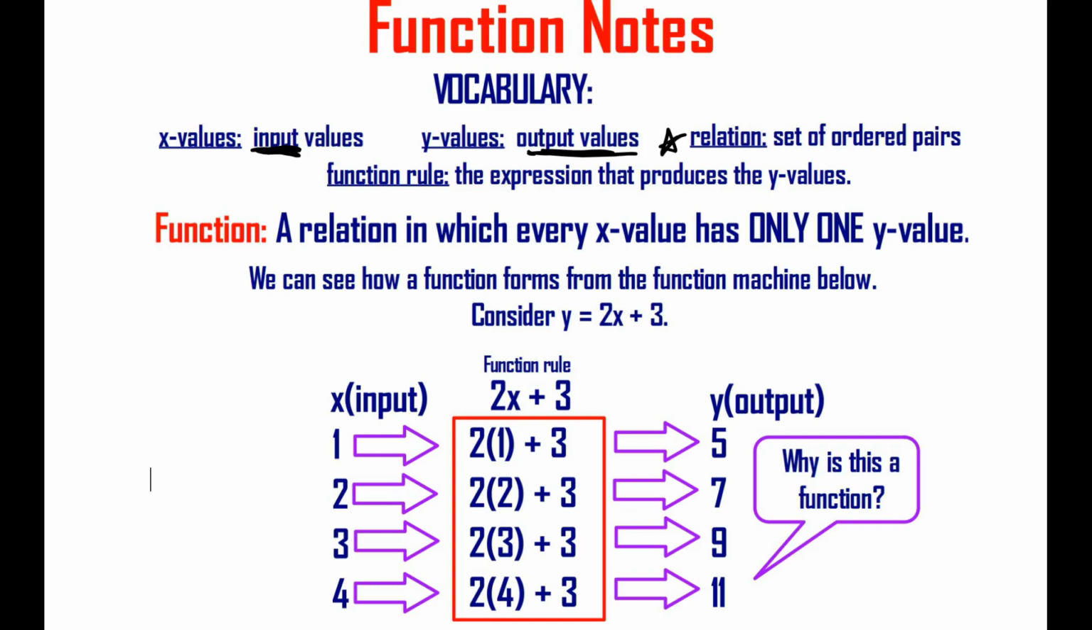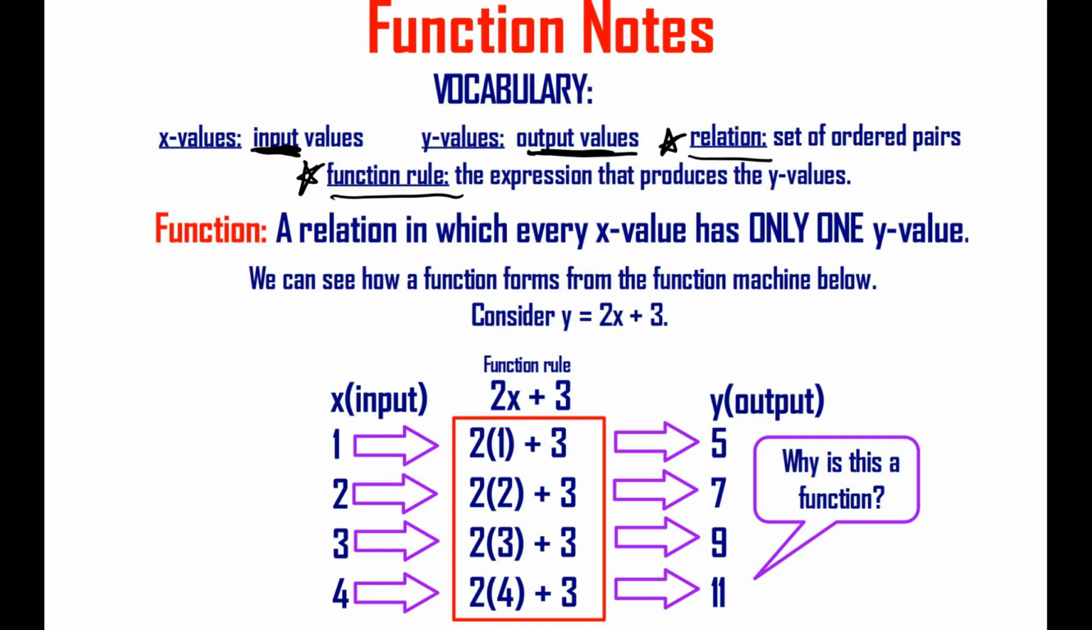All right. A relation is just a set of ordered pairs. That's what a relation is. A function rule, yeah, we've seen it before, but we haven't really called it a function rule, is the expression that produces the y values. And all of this is going to make sense. This word relation and function rule is just about to make sense to us.